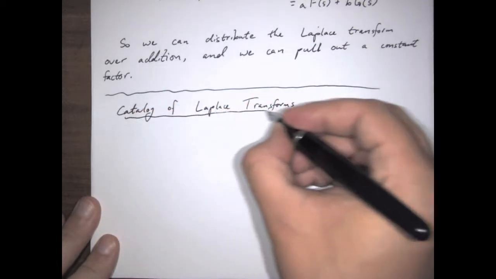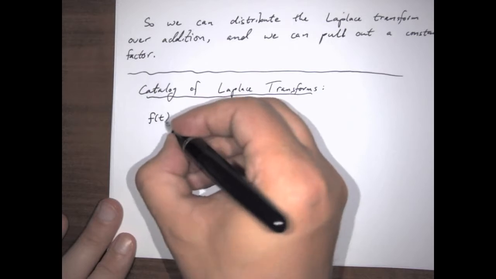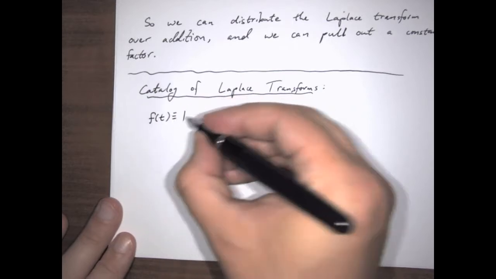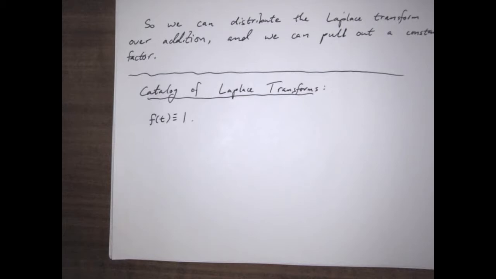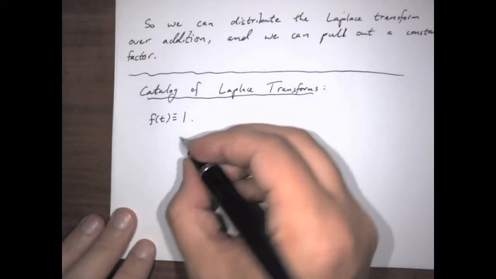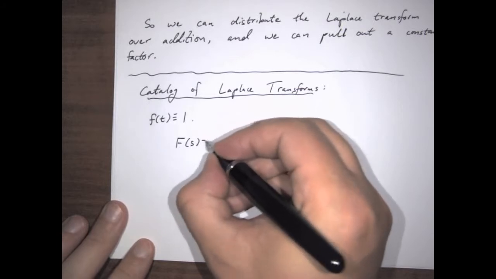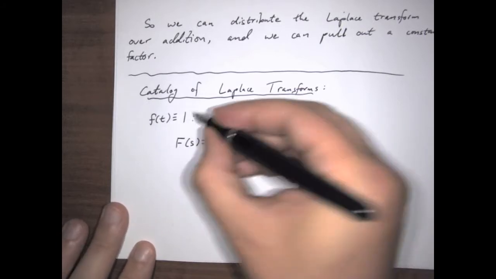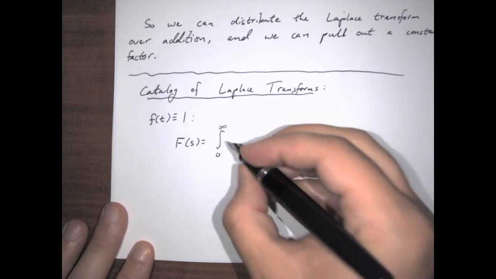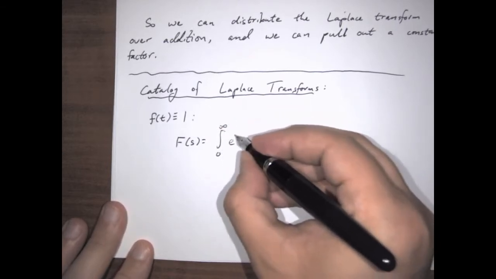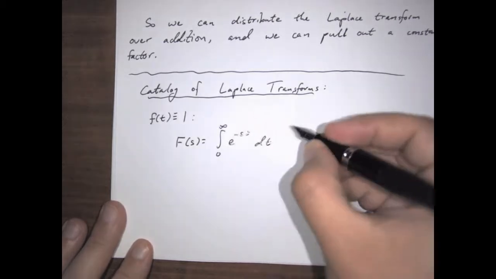So let's start with something very easy. F of t is just constantly equal to 1. So we'll start with the easiest category of functions, constant functions. Well then, F of s would be the integral from 0 to infinity, and this is going to be e to the negative st times 1 dt.